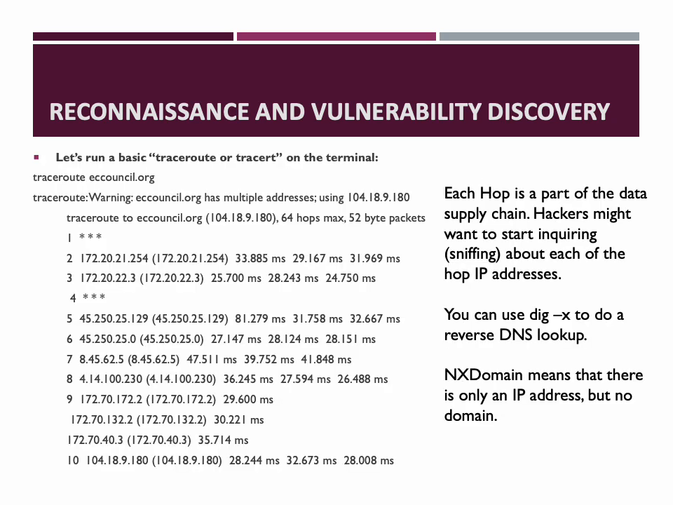So if you were to run a basic traceroute on a terminal, suppose we do a traceroute of econsole, right? And understand that organizations oftentimes will have multiple different addresses. So you'll see that it's sending packets, right? It says we'll go through 64 hops max, 52 byte packets, and then some of them are obfuscated. And then it's going to an IP address, 172.20.21.22.54, then 20.22.3, then it's jumping into 45, 250, 25, 129.